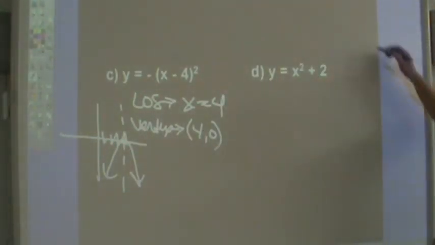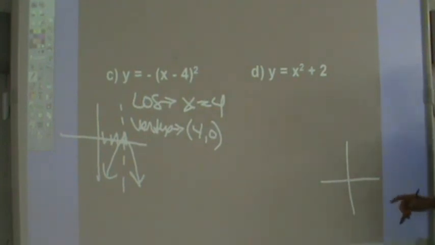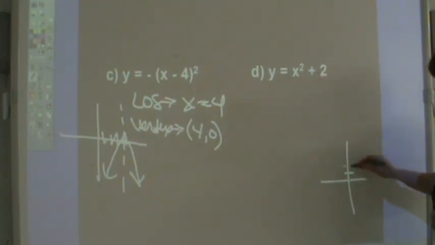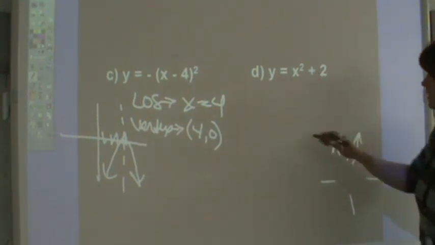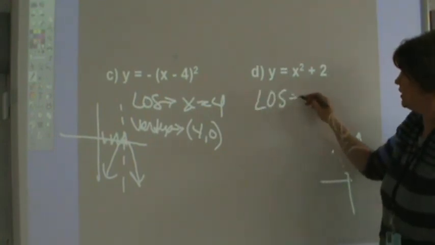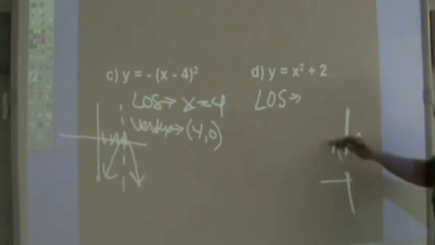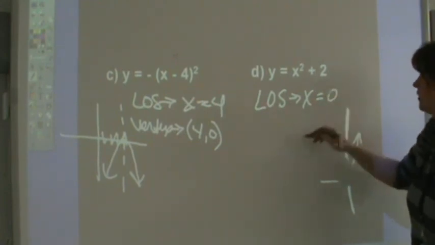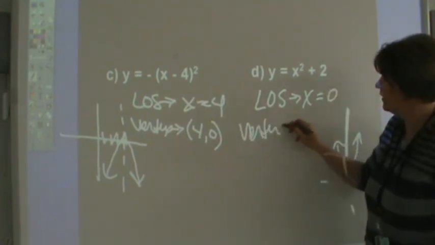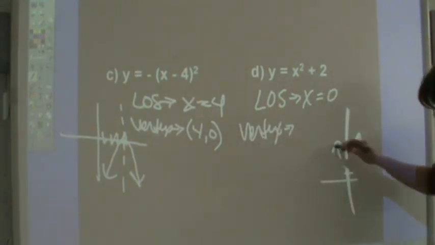Okay, let's do one more. This one moves up 2. So my line of symmetry would be right here on the axes, so x equals 0. And the vertex would be right here at 0, 2.